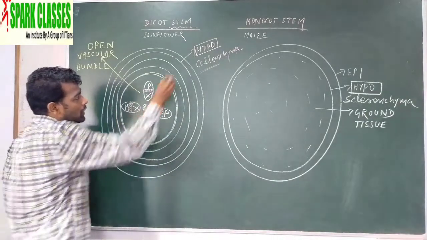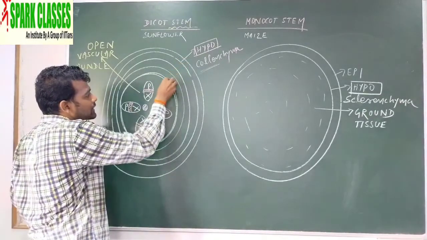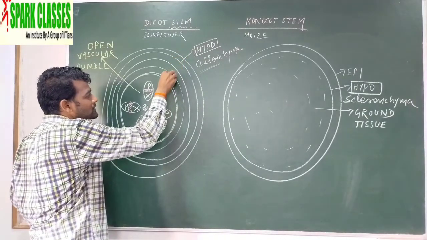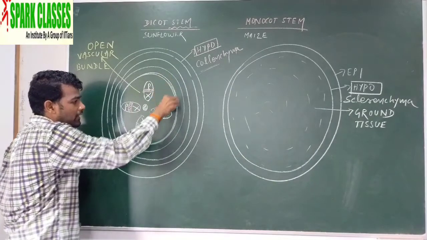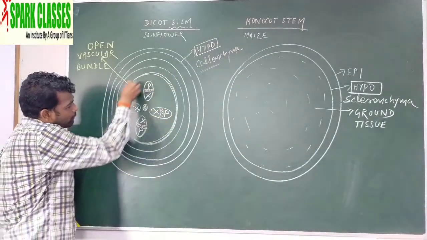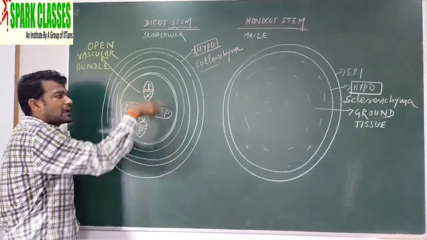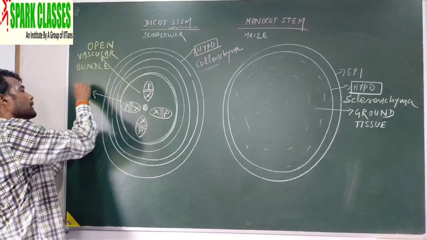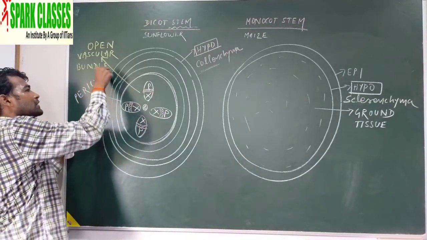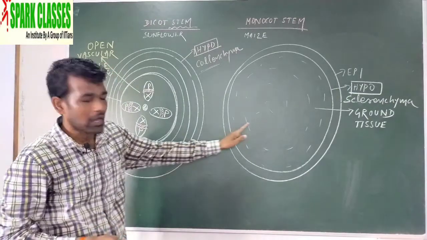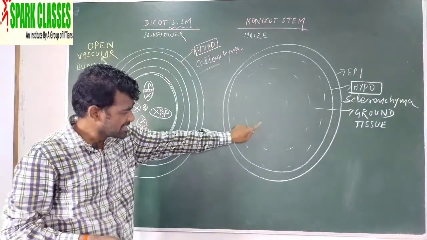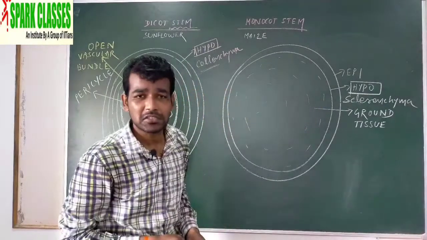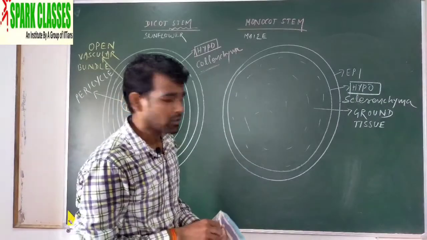Already I had told you the sequence: epidermis, hypodermis, cortex, endodermis, pericycle. So all the xylem and phloem are included inside the pericycle. Inside, this is the pericycle layer. But that does not happen here. In this region all the things are scattered everywhere. Xylem and phloem are scattered everywhere.